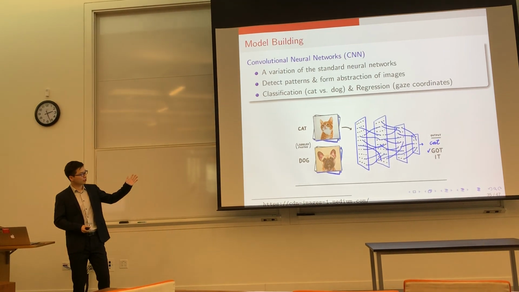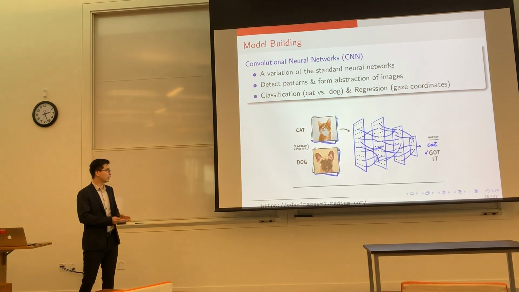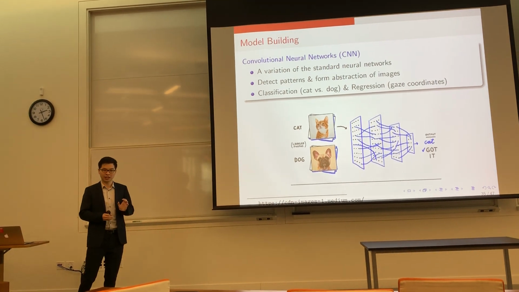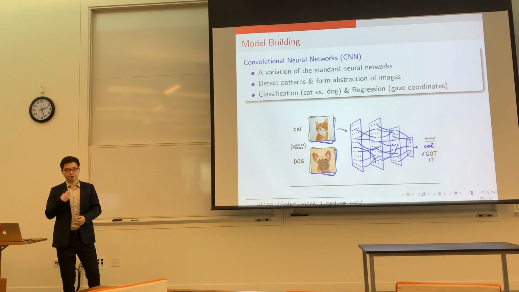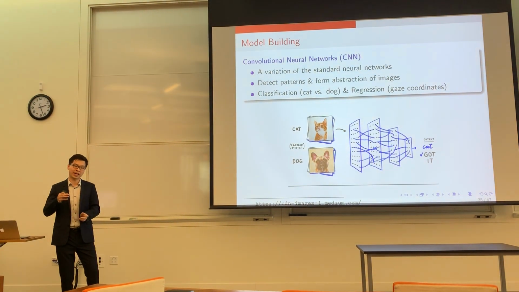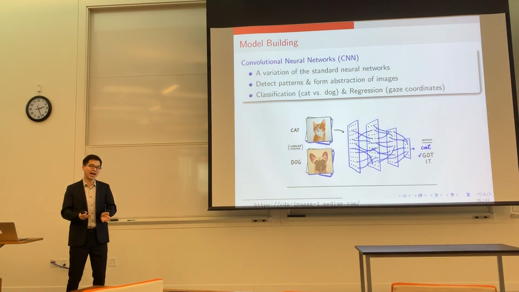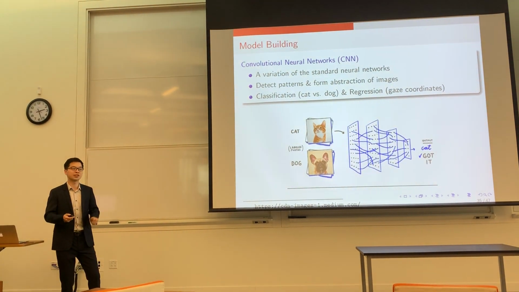So this is a graphical illustration of a CNN. During the training phase, we would feed a lot of labeled cat and dog images to the CNN model. And then at prediction time, if we feed the CNN a cat image, it is able to detect higher-level features of a cat, and then finally give you the prediction of a cat for a cat image.